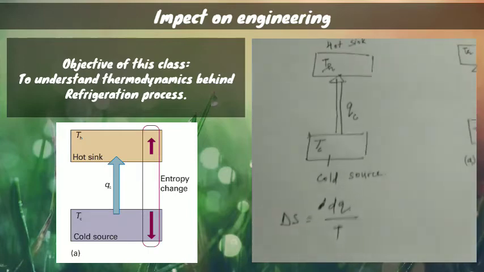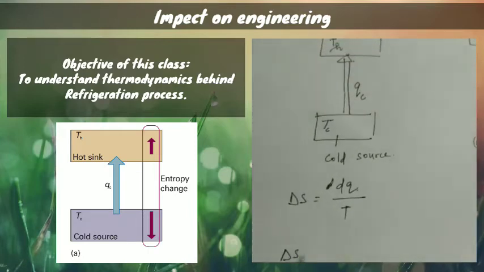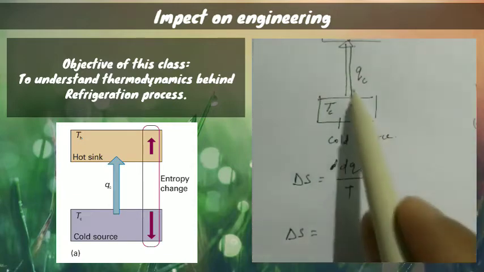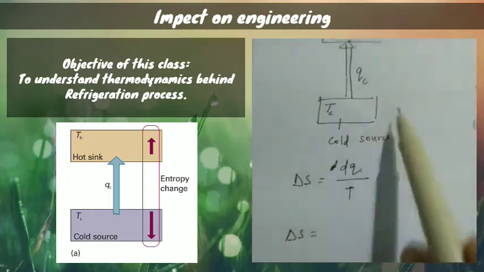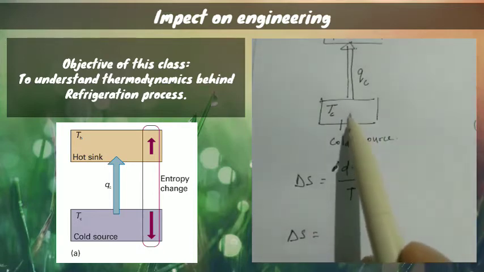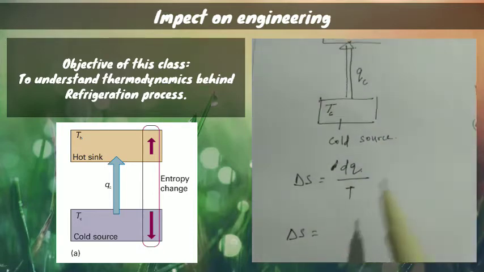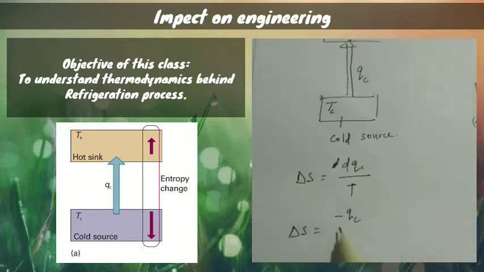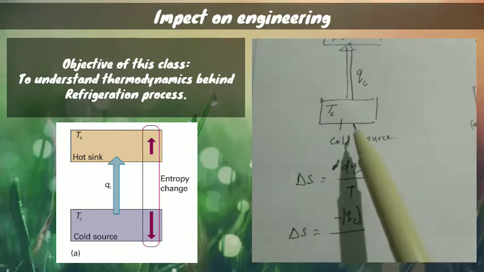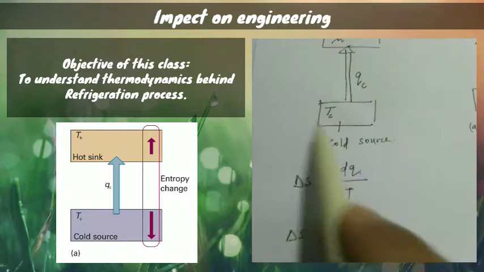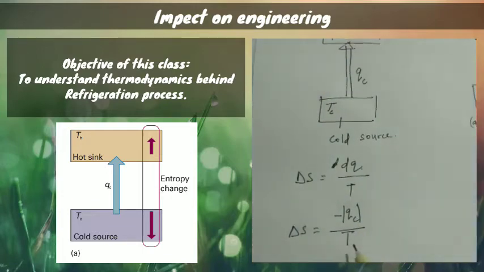But in this case, the change of entropy is the combination of these two parts. If you consider this section of the machine, the heat is going to be removed from this cold source. Removal of heat means we have to use a minus symbol. So the entropy change for this part will be minus Qc by Tc.